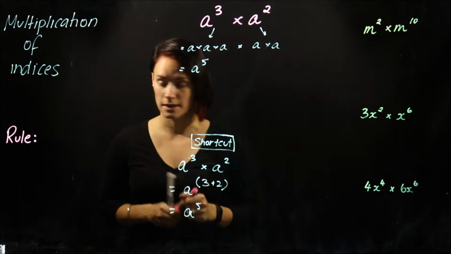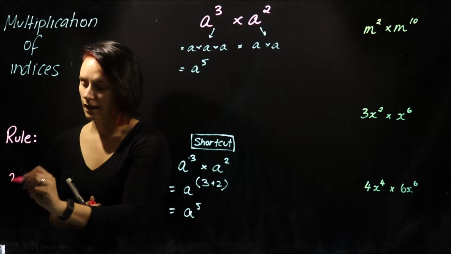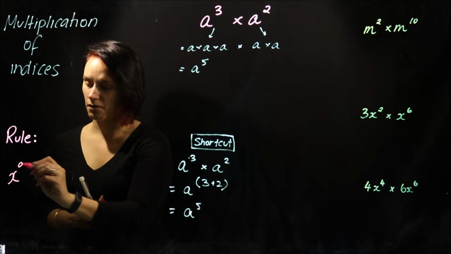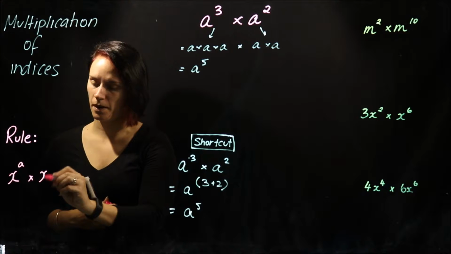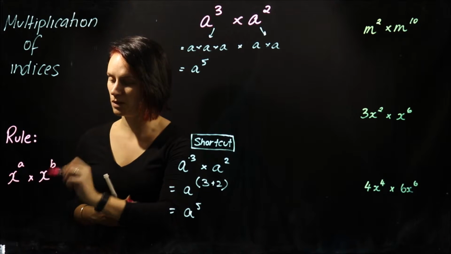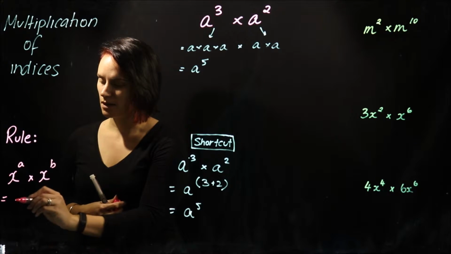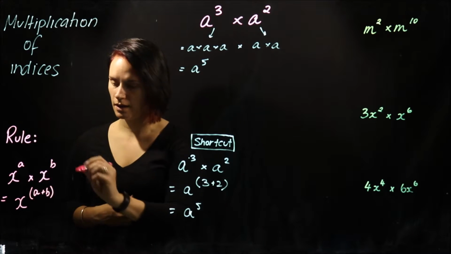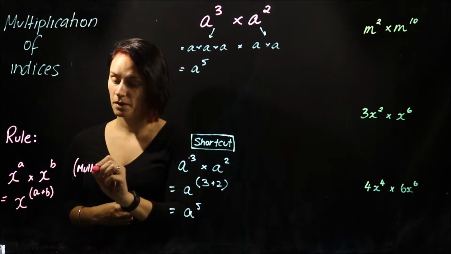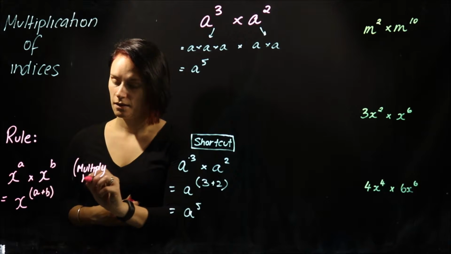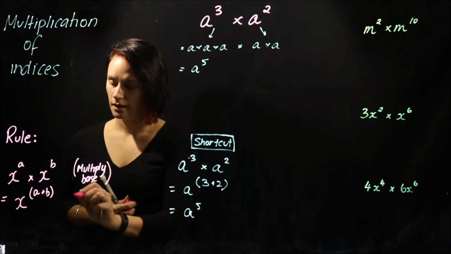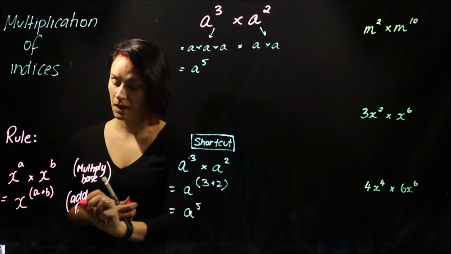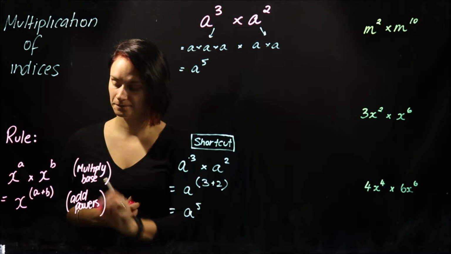So what our rule looks like here is if we have a value to the power of one thing, and we multiply it by another number with the same base to another power, then our answer is going to equal A to the power of A plus B, right? If we multiply the base, then we add the powers, okay?